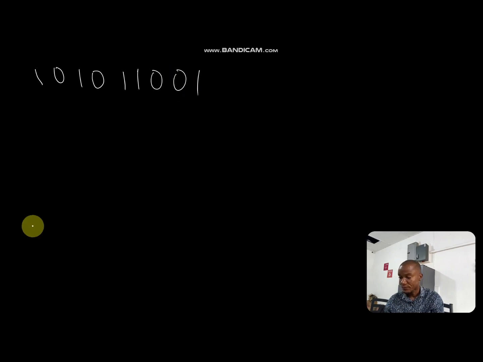Now let's try another one. So if you have 1, 0, 1, 0, 1, 1001 base 2, and we have to change this to hexadecimal or base 16. So we regroup the numbers in groups of 4 bits. So this will be my first group, then 1 2 3 4 my second group.